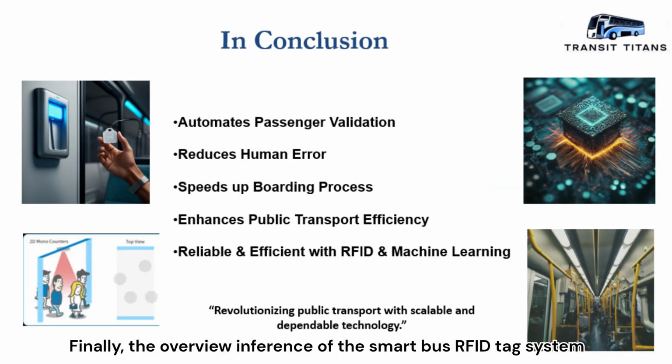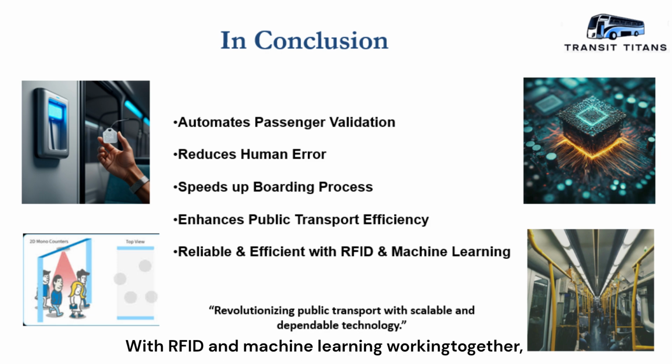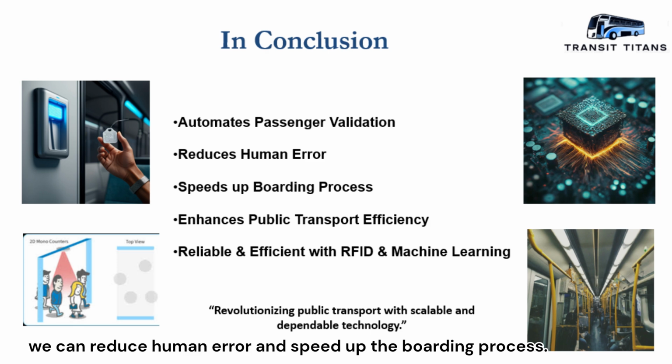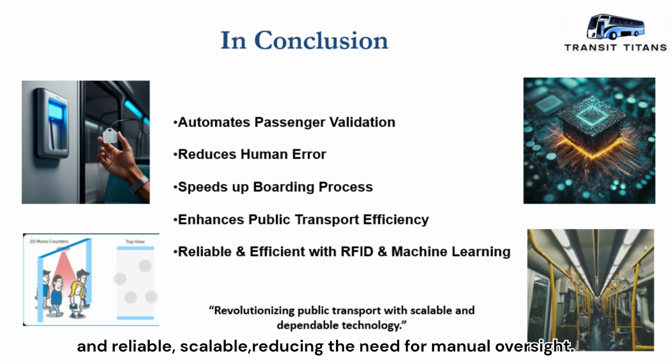Finally, the overview of the smart bus RFID tag system. The system automates passenger validation and improves the accuracy of counting. With RFID and machine learning working together, we can reduce human error and speed up the boarding process. This solution is a step toward making public transport more efficient, reliable, and scalable, reducing the need for manual oversight.